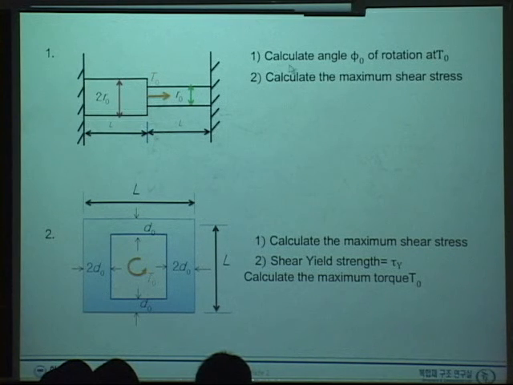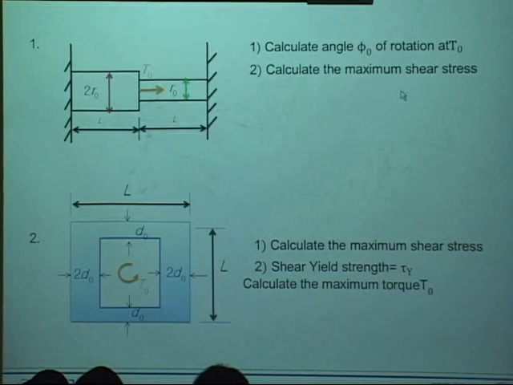The question is to calculate the angle of rotation V0 at the point where we apply the torque. Okay, that's one question. And the second is to calculate the maximum shear stress. To calculate this maximum shear stress, you need to calculate the torque applied to each shaft.